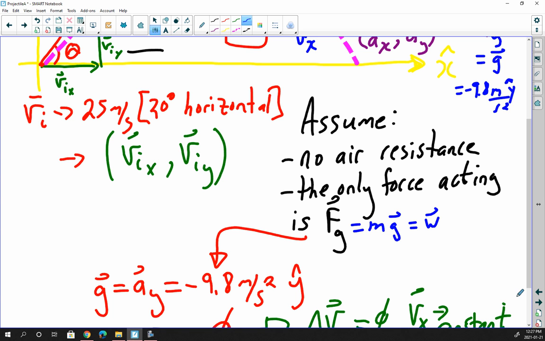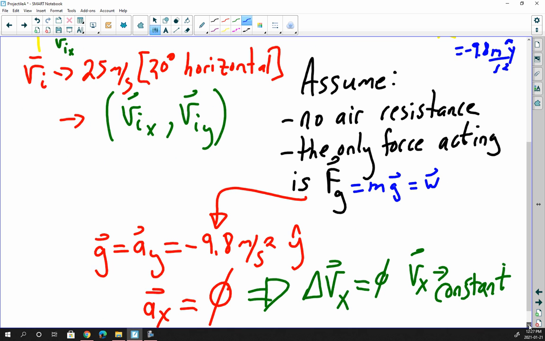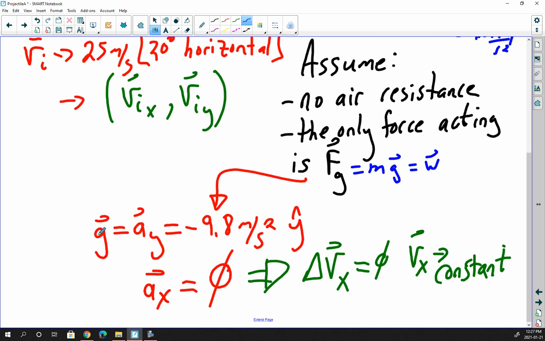And that is why, since it's the only force acting on it, that g is equal to acceleration in the y direction, negative 9.8 meters per second squared y hat, and that acceleration in the x direction is 0, which means there is never a change in the x component of the velocity. That x component of the velocity is always constant. These are critical ideas we have to understand.